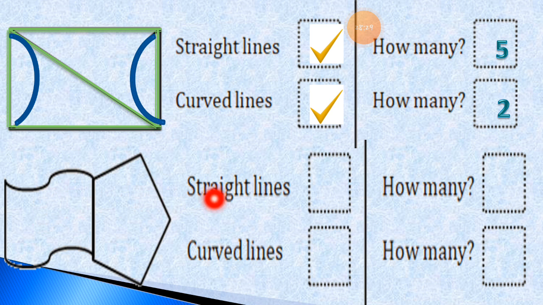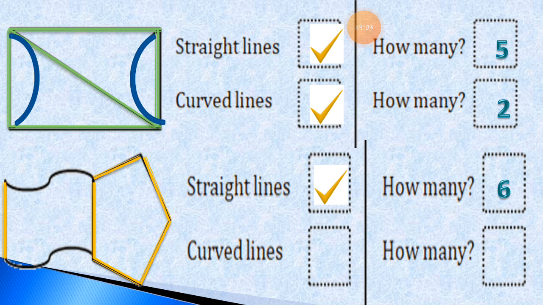Then the next picture: are straight lines there? Yes, straight lines are there. So the next question is how many? So let's start drawing the lines to see how many straight lines there are. See, I drew the straight lines in yellow color. So this is the first line. Here is the second straight line. Here is the third straight line, fourth straight line, fifth, sixth straight line.